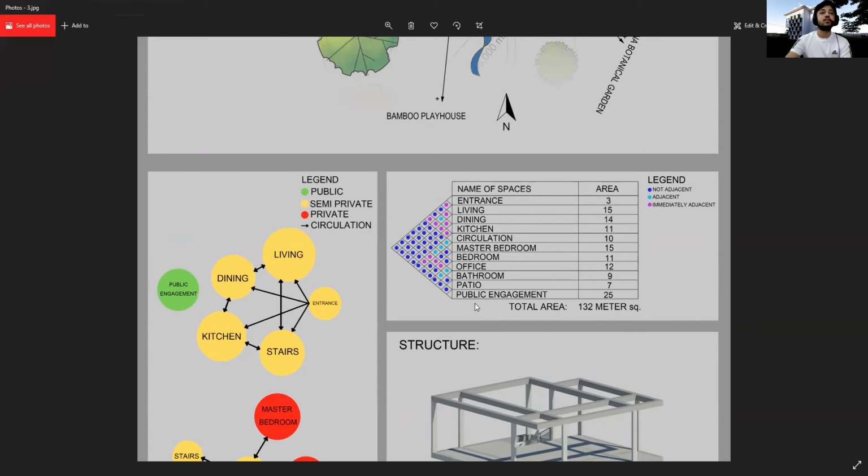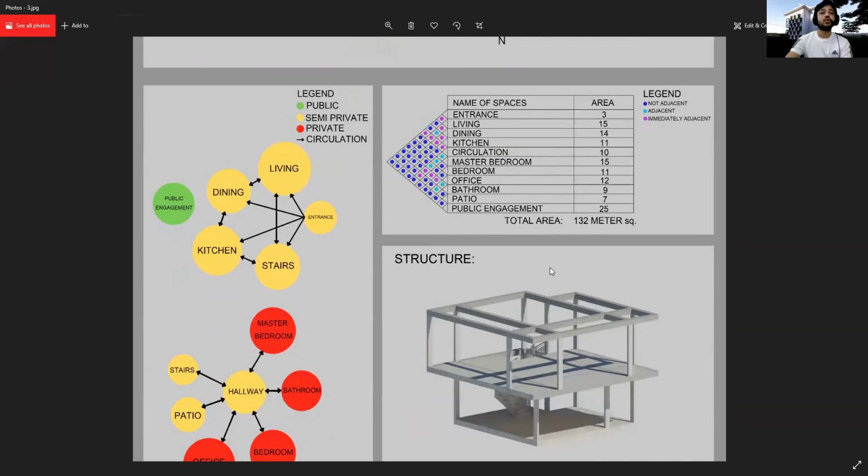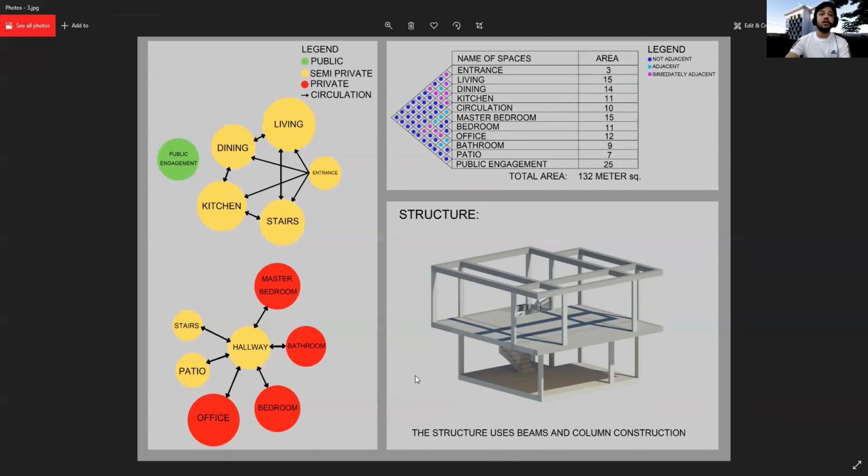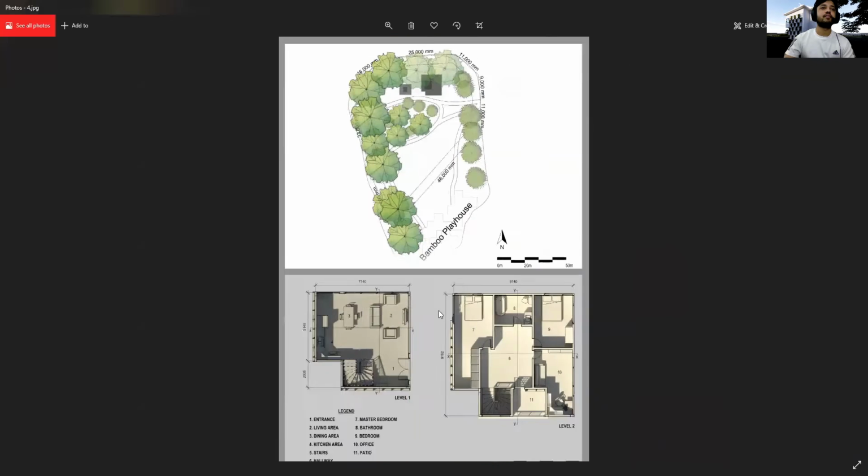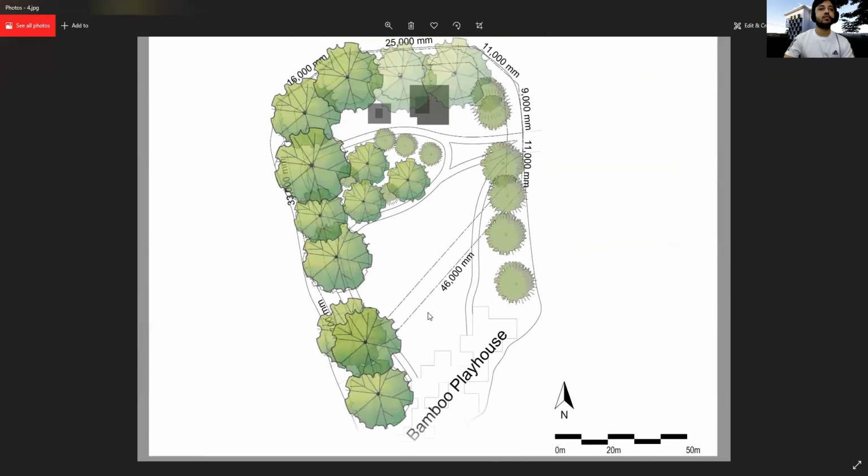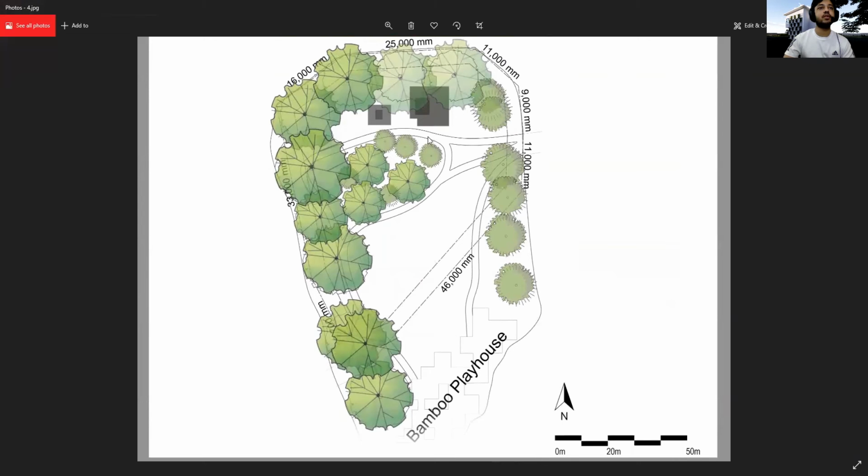And this is the space matrix that I did for my house. The total area is 132 square meters, which includes the public engagement area of 25 square meters. And for the structure, I'm using concrete columns and beam structure. This diagram shows the position of the columns and beams inside the structure. This is my site plan of the project. This is the main building, and this is the public engagement area.